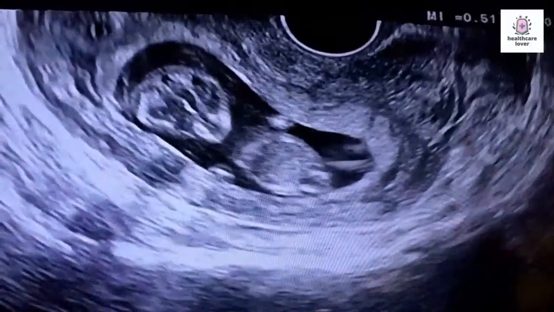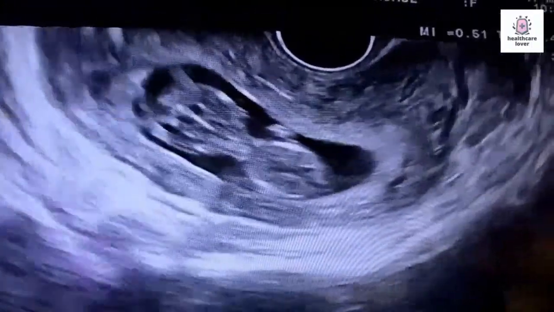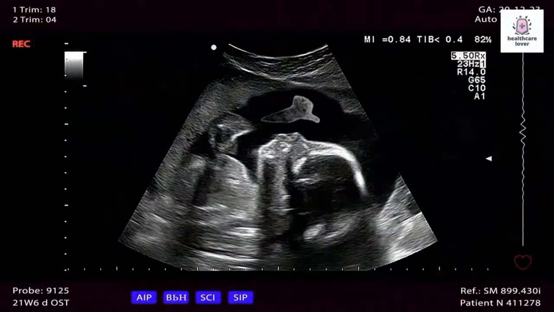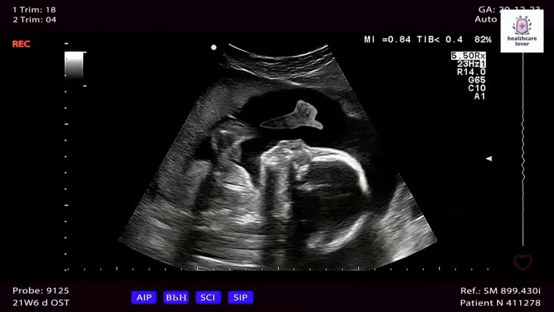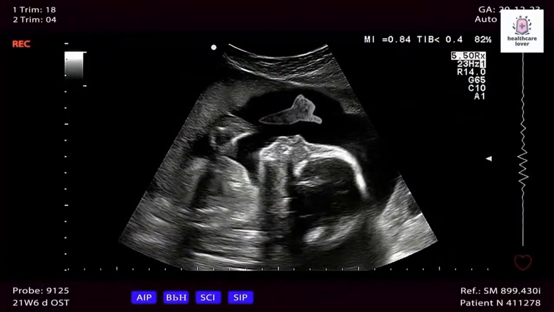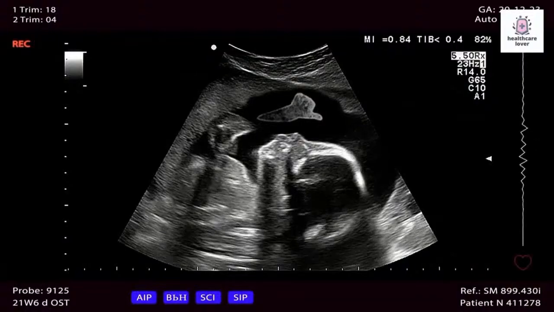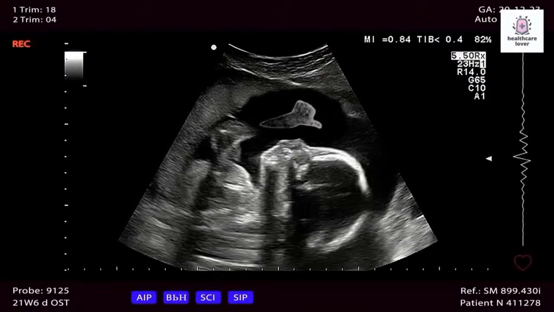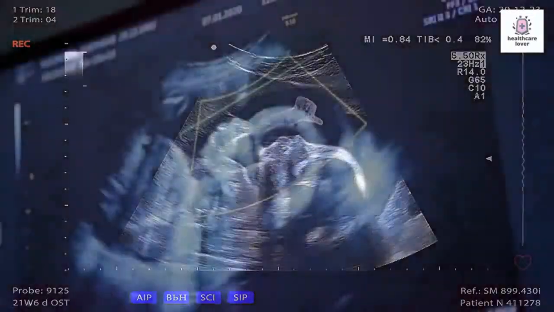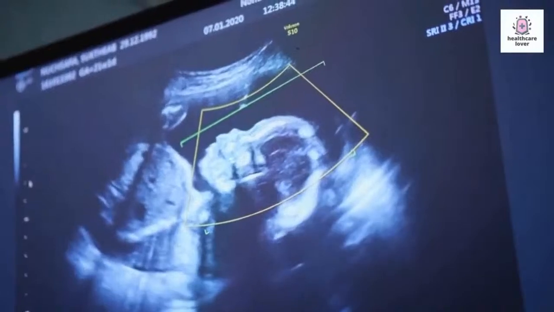Nasal congestion. 16 weeks pregnant, your symptoms. At 16 weeks pregnant, here are some of the symptoms you may be experiencing. Skin changes. You might have heard about the pregnancy glow, and now it might be your turn to experience it.